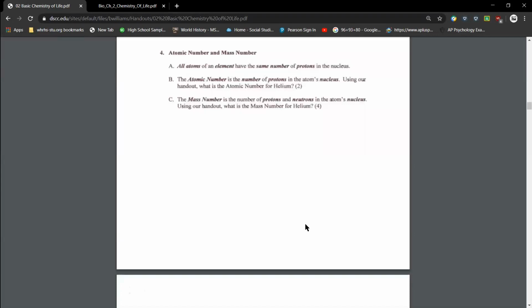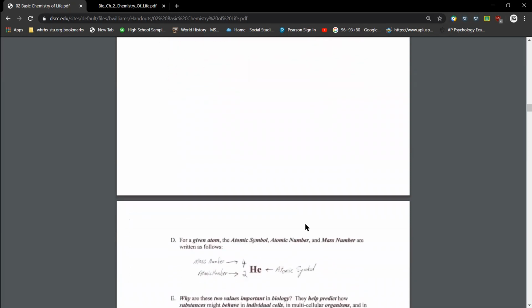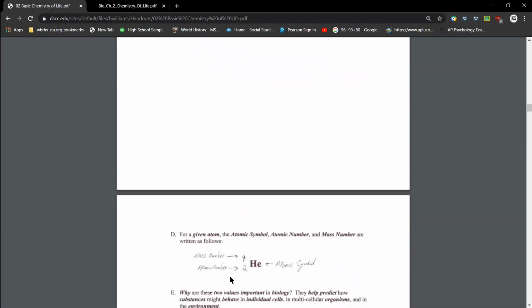The reason why we don't use electrons in the mass number is because electrons have such a small mass that they're pretty much negligible when it comes to calculating the actual mass, so we just don't worry about them. And the atomic number is just used to identify what that atom is. Down here, you can see on this diagram with the helium, it shows the mass number, the atomic number, and the atomic symbol. The atomic symbol is helium, so He. The mass number is 4, and the atomic number is 2.